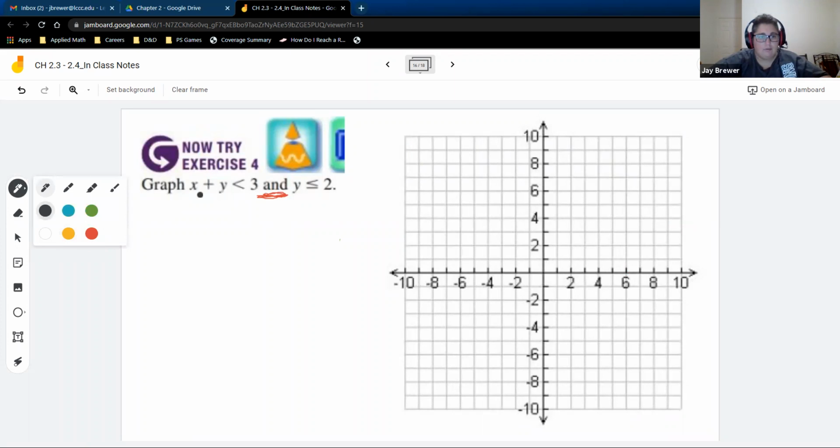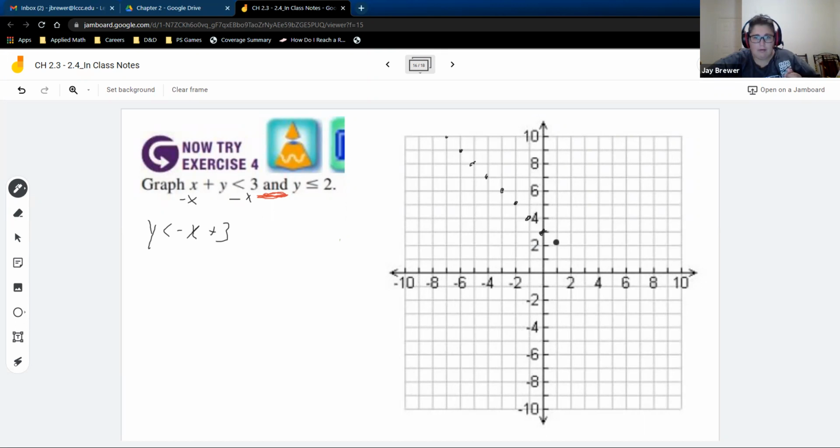So let's solve for the first one. We're going to subtract x on both sides. So it'll be y less than negative x plus 3 and y less than or equal to 2. So let's graph this first one. We're going to go to 3, and then we'll go up 1 and to the left 1, up and to the left, up and to the left. It's going to fall along this diagonal.